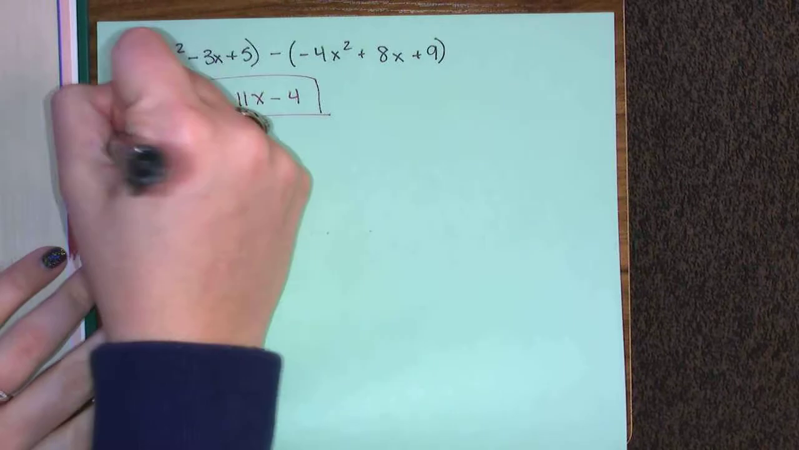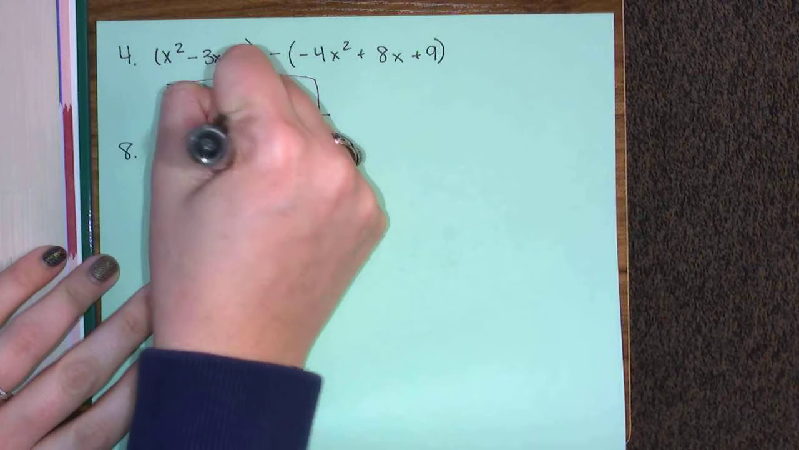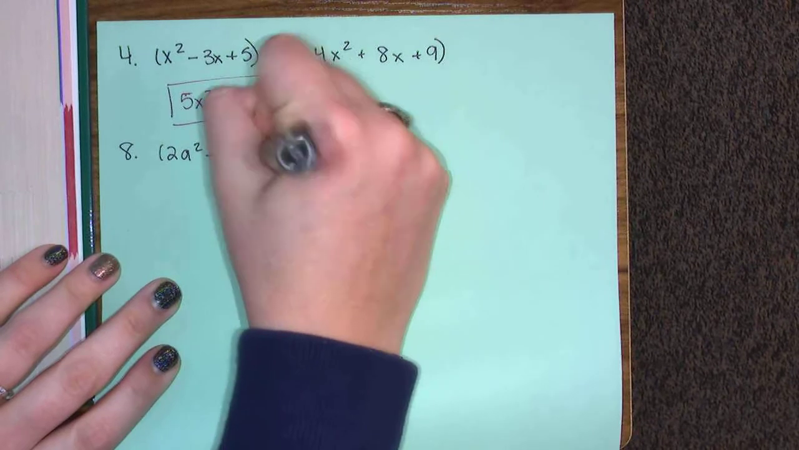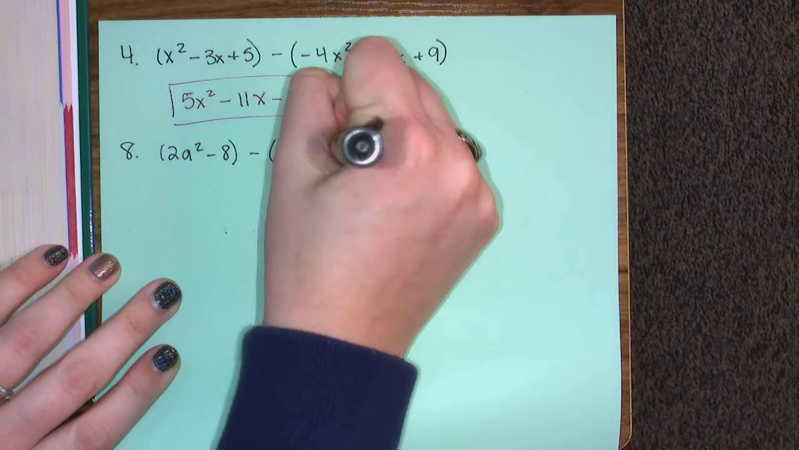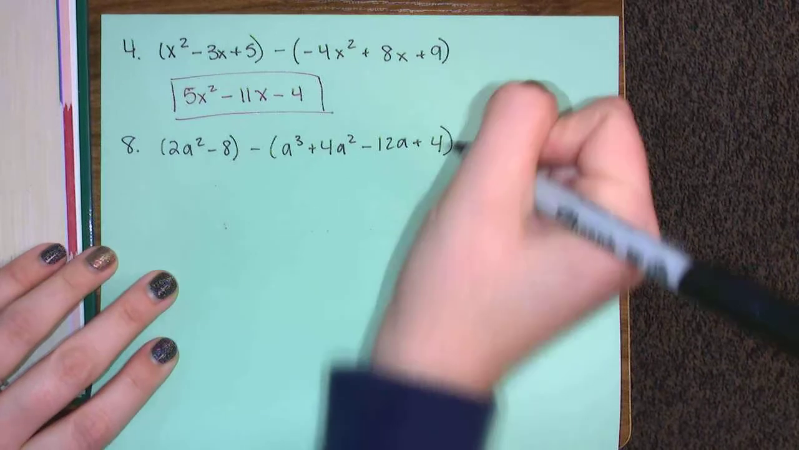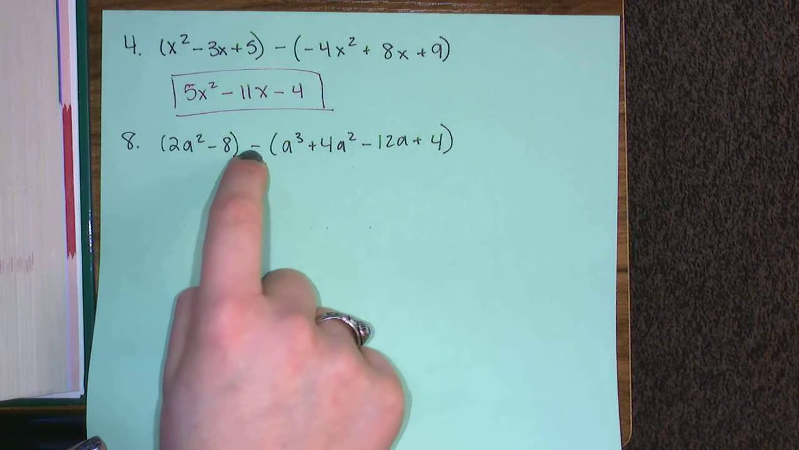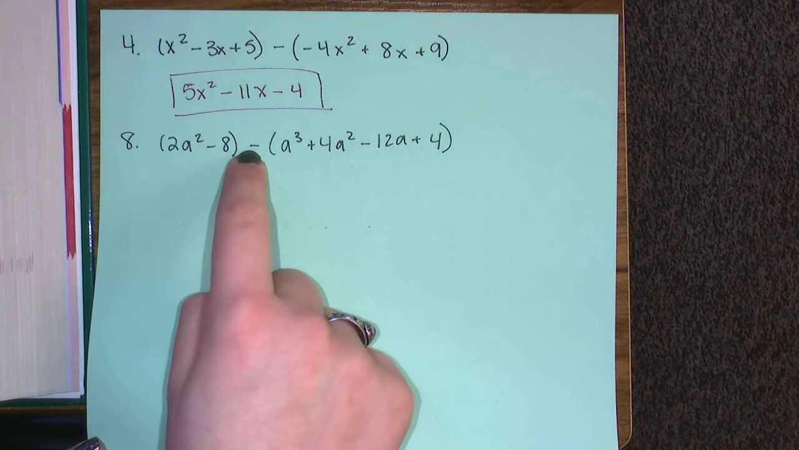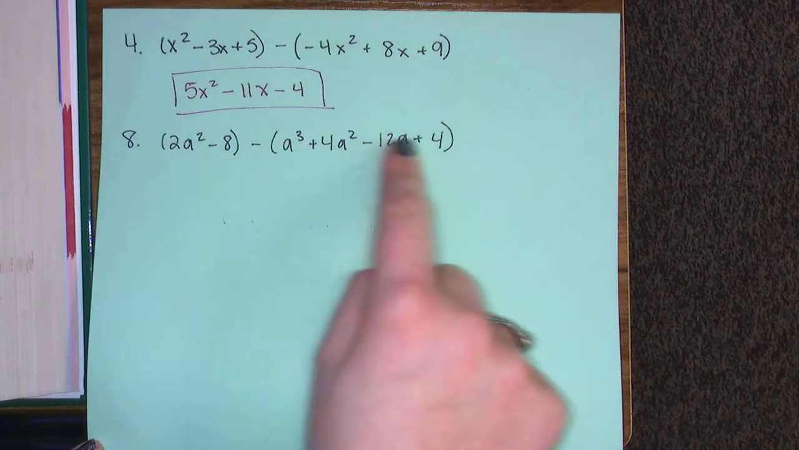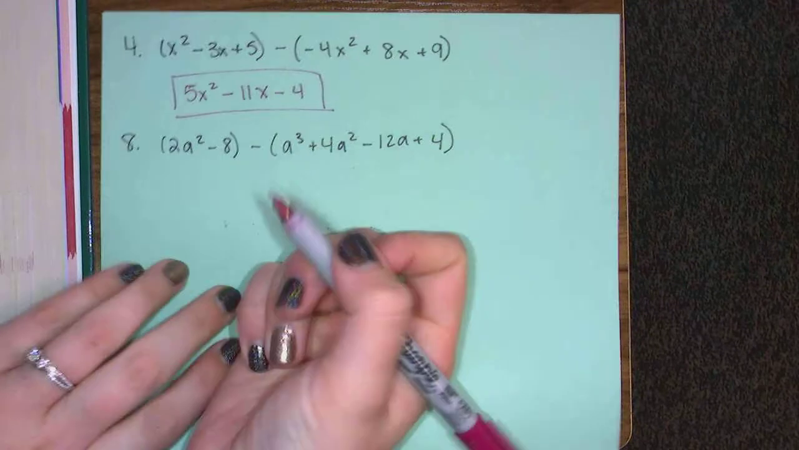Number 8: 2a squared minus 8, and then minus a cubed plus 4a squared minus 12a plus 4. Again, we have a subtraction going on here, so we need to make sure we pay attention that it goes all the way through. So combining like terms, what do I have?